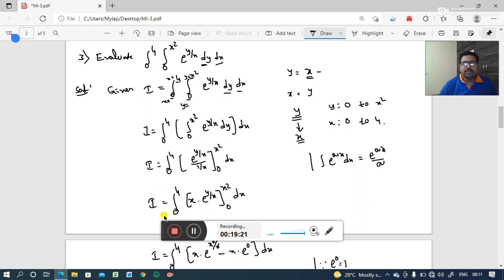Then if you follow the obvious process of integration and use the given limits, you get the final answer for the given problem.